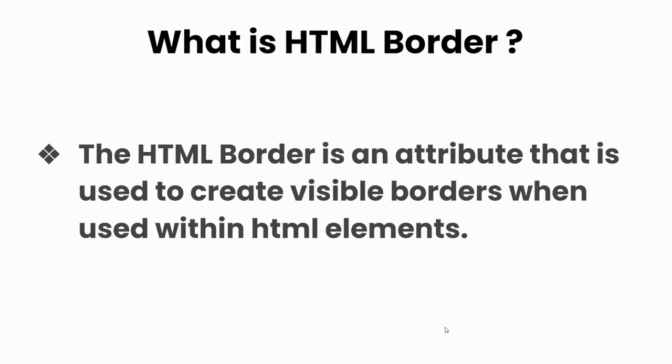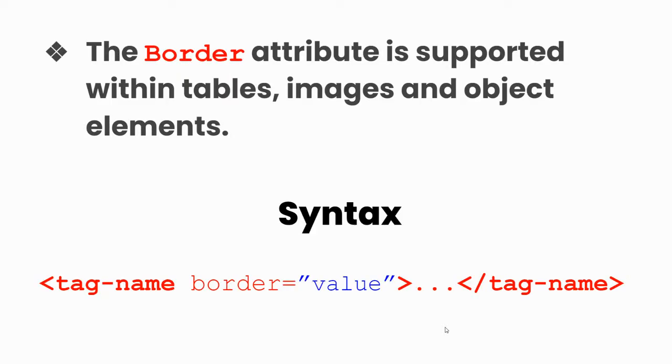And most of it is done with CSS, but for the sake of this class, we wouldn't be diving into that yet until next week. So for now, we'll just be dealing with the HTML border attributes. Like I said, it's used to create visible borders when used within HTML elements. Now the border attribute is supported within tables, images, and object elements.